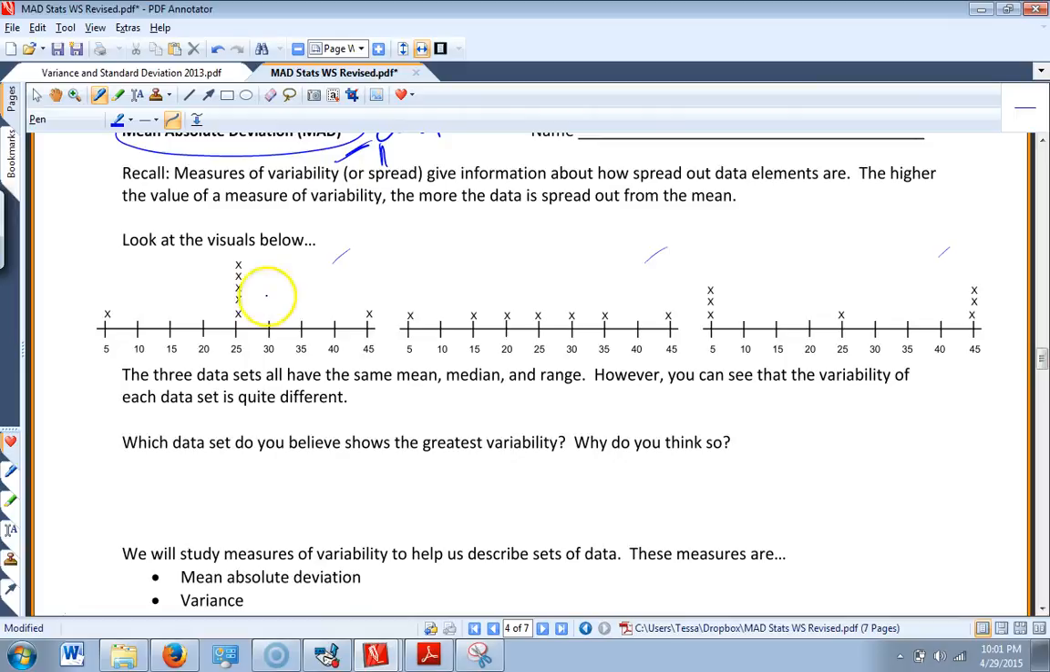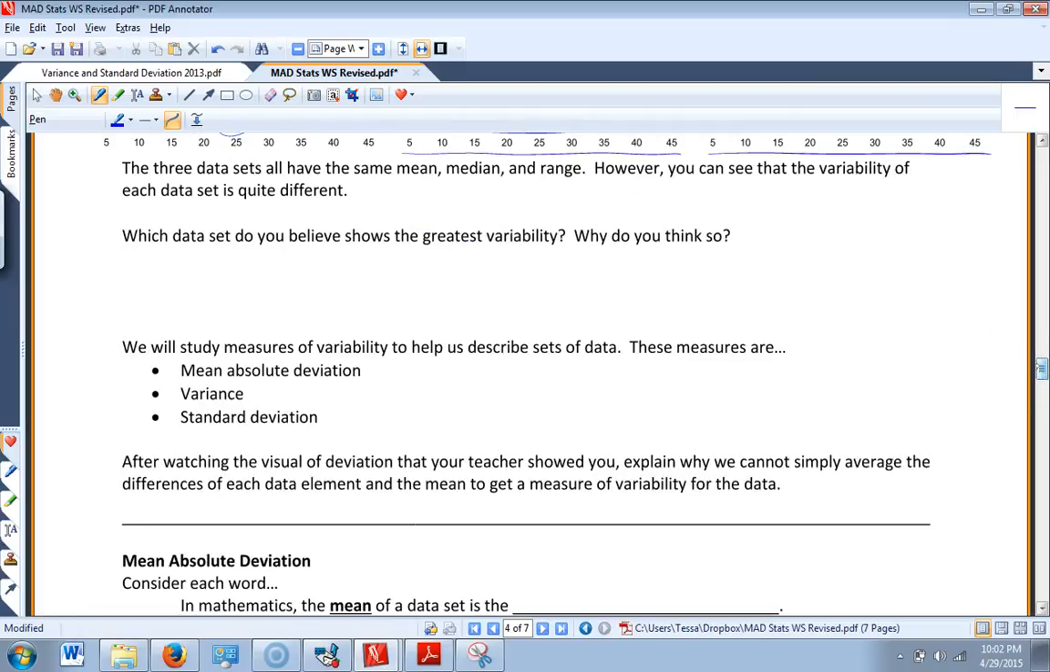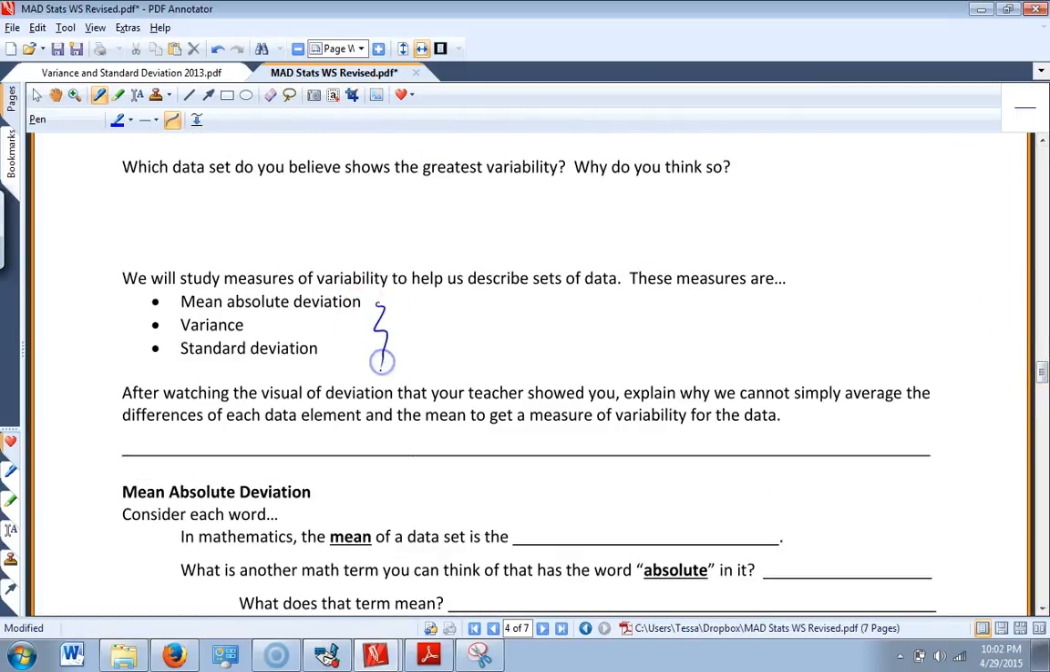Now, clearly this one shows the least variability because almost all of our data points are equal to the mean, okay? And this one shows a pretty good spread, and this one shows a pretty good spread. But the question is, which one shows more spread, right? Is it when it's all weighted at the two ends of the data set, or when it's spread out evenly across the data set, right? We don't know. We're going to figure that out, okay? So, there's the three measures I was talking about.